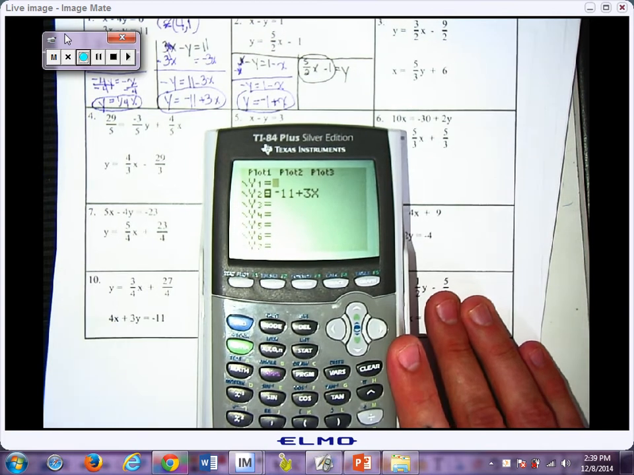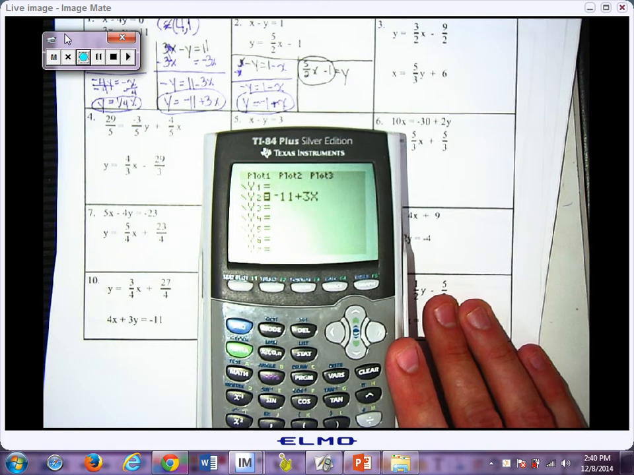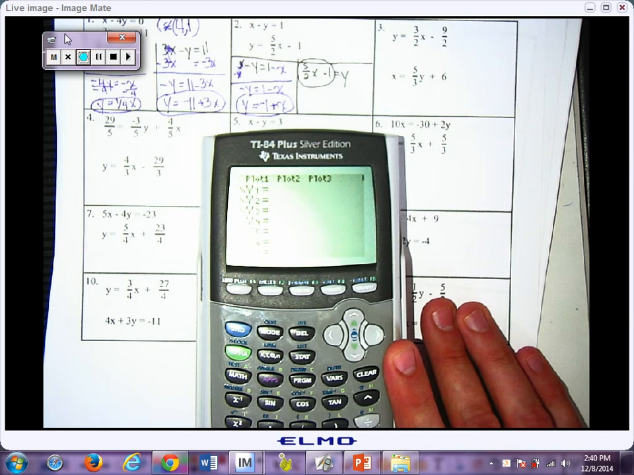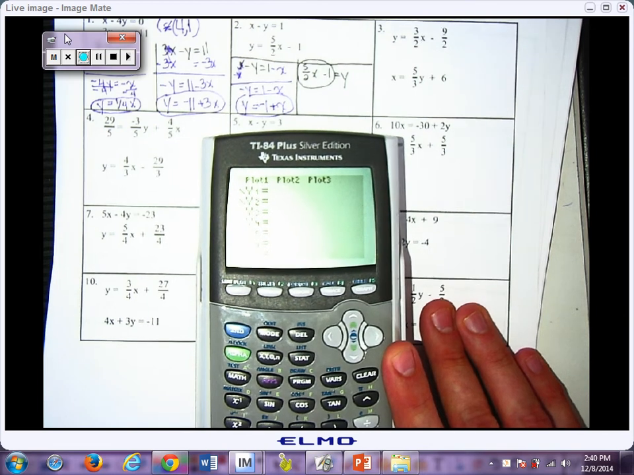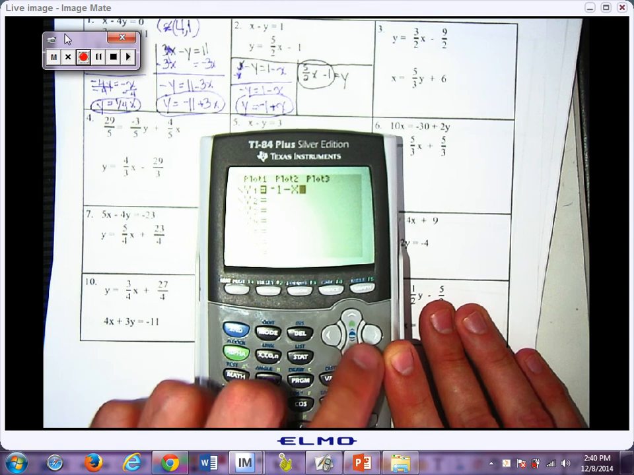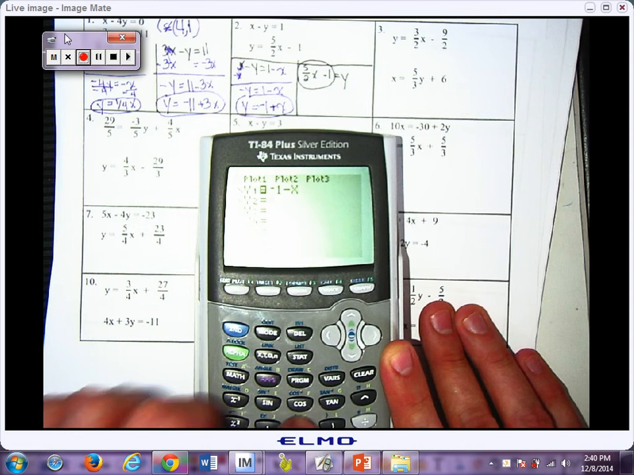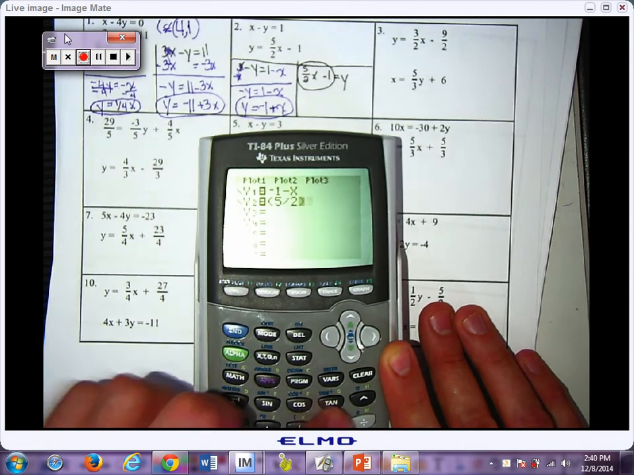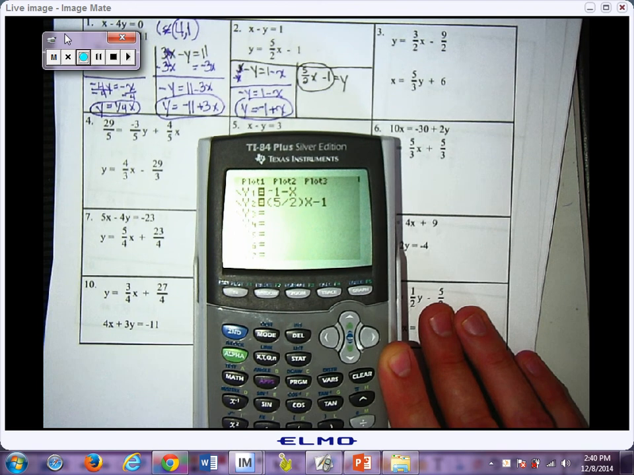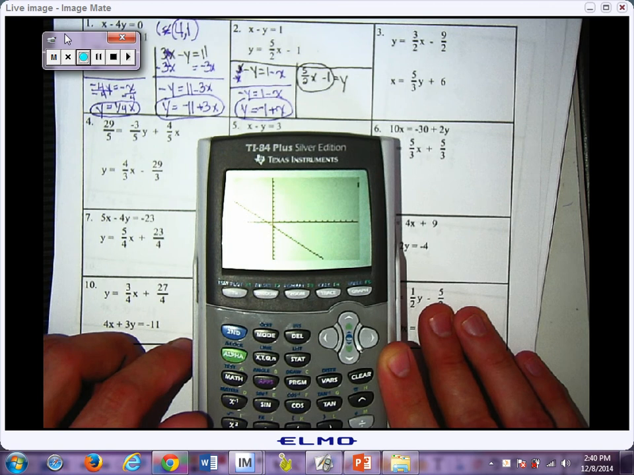So my first equation is y equals negative 1 plus x. I'll go ahead and clear out both. Okay, so my first line is negative 1 plus x. My second line is 5 halves x minus 1. The fraction will have to go in parentheses, the x will go right outside, and then just minus 1. Enter. Now I'll go to graph and see if I can get a view where these are going to cross.